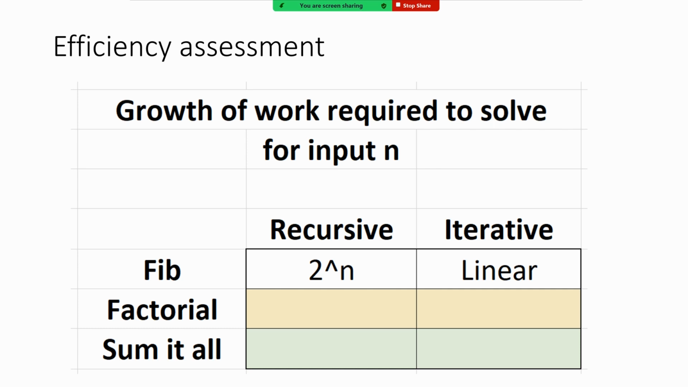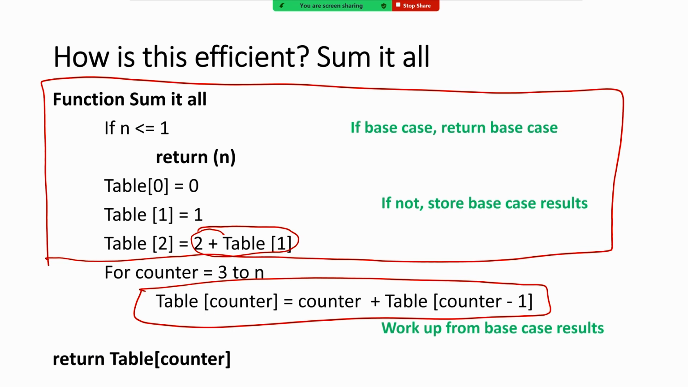Practice quiz question. Think of this as a midterm question. What you're really tracking is the growth of work required to solve for input n. So as you increase n, like when n goes from 1 to 10, from 10 to 100, 100 to 1000, 1000 to 10,000, 10,000 to 100,000, 100,000 to a million. For Fibonacci, your recursive approach makes you make calls that are 2 raised to power n. But your iterative approach is linear, right? If you think in terms of the number of times a loop would run. So for example, if you go back here, for sum it all, how many times do you think this loop will run?